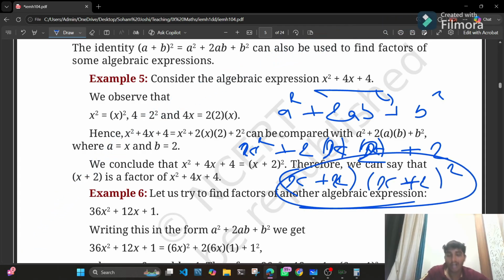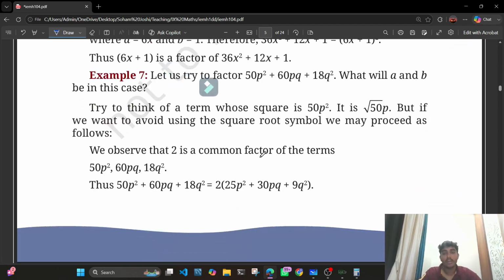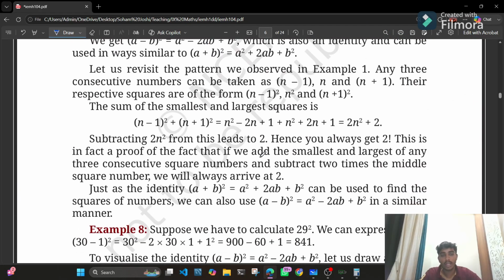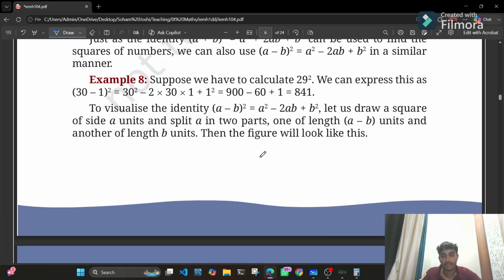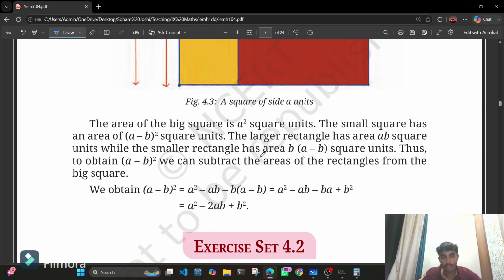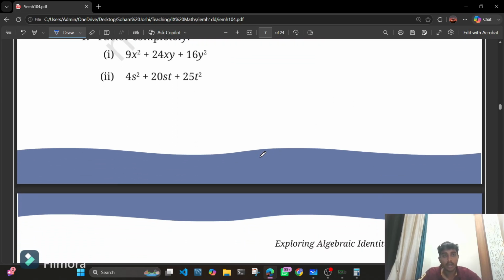Okay, so this method is implemented by observing the expression, their squares, and all the terms in the expression. Okay, so you may try all the examples, you may read them, and you will understand what is given.